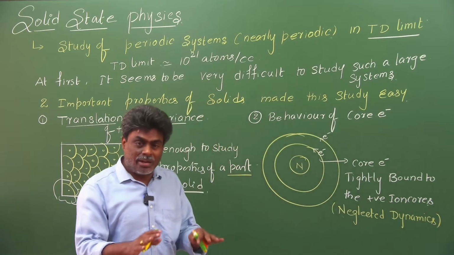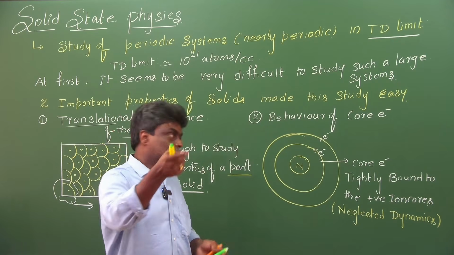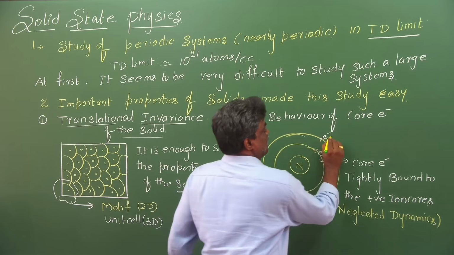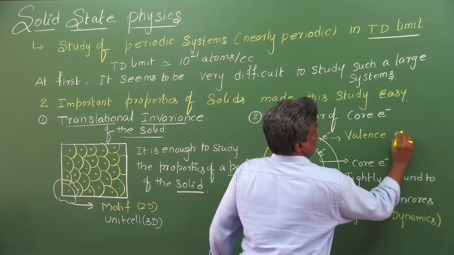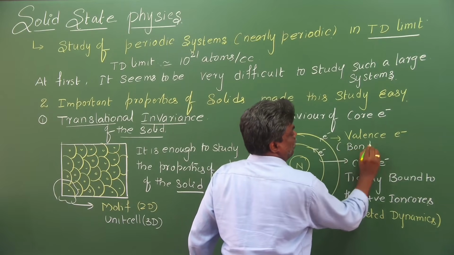That's why you need not bother about that 14. Just see how many valence electrons are there. Those valence electrons will participate in the bonding. So these electrons are called valence electrons, and these electrons are participating in bonding.